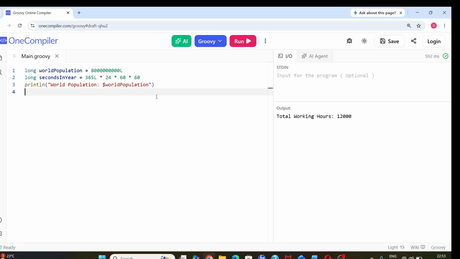Here, long is a data type that can store very large whole numbers. It uses 64 bits, which means the range of values it can hold is extremely large. So here you can see we write long worldPopulation. Here we have declared this variable and assigned the number for world population.